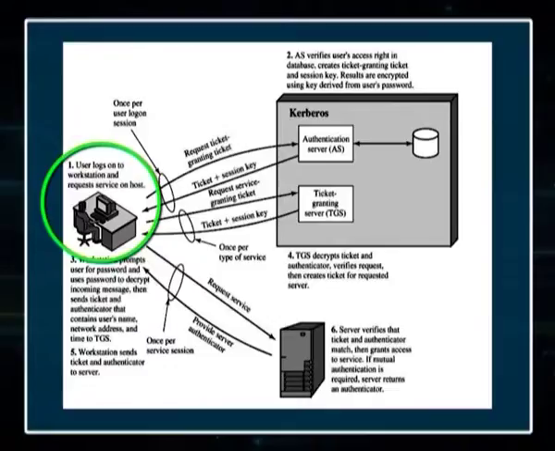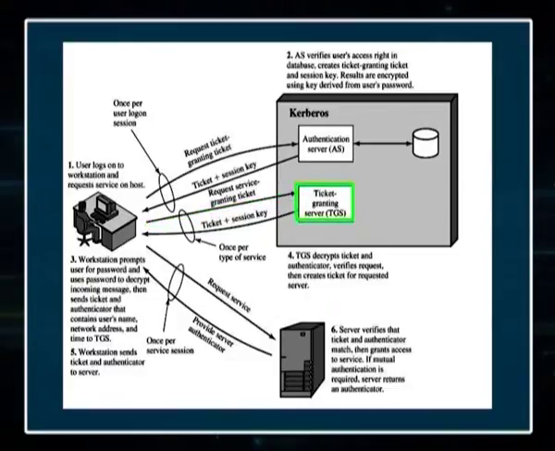As you can see in the figure, in step 1, the user logs on to the workstation and requests service on the host. The authentication server, that is AS, verifies the user's access right in the database, and creates a ticket granting ticket and session key. Results are encrypted using a key derived from the user's password. The workstation prompts the user for the password and uses the password to decrypt the incoming message, then sends the ticket and authenticator that contain the user's name, network address and time to the TGS.